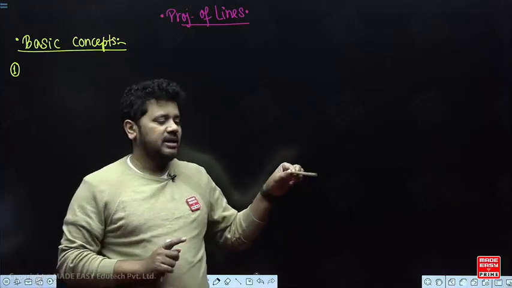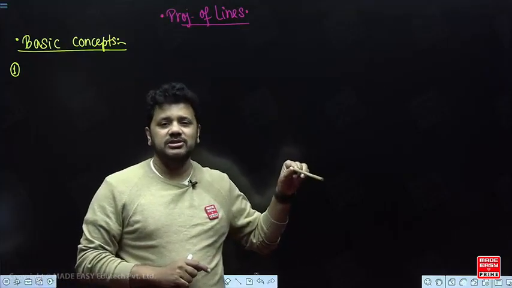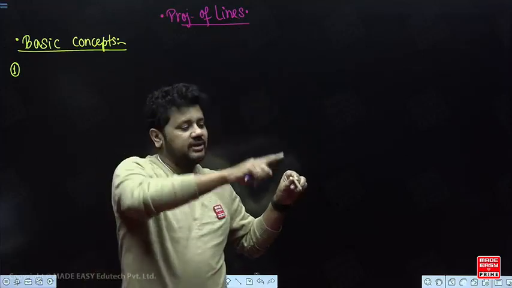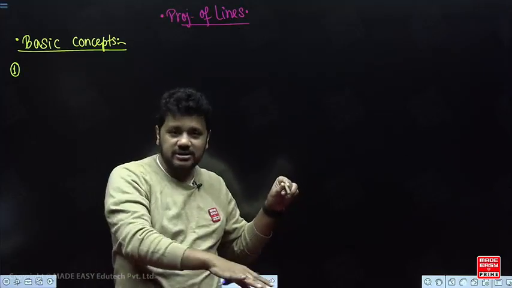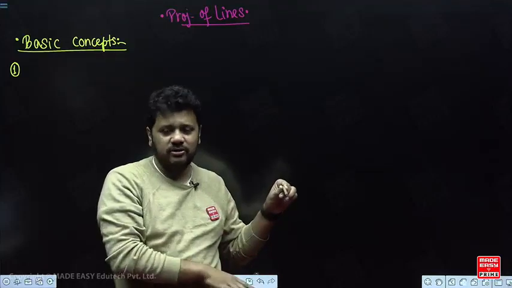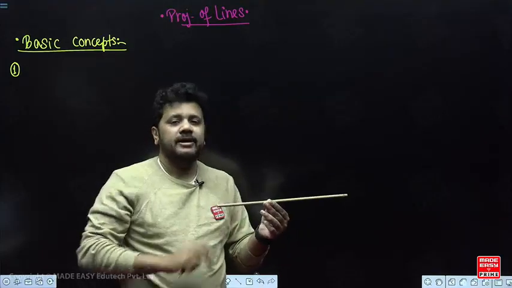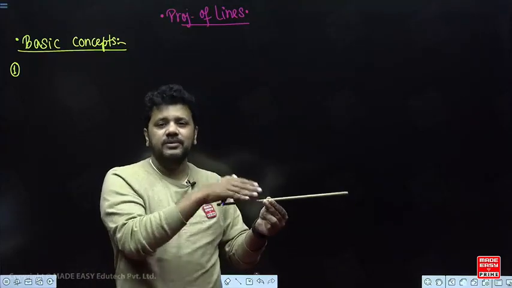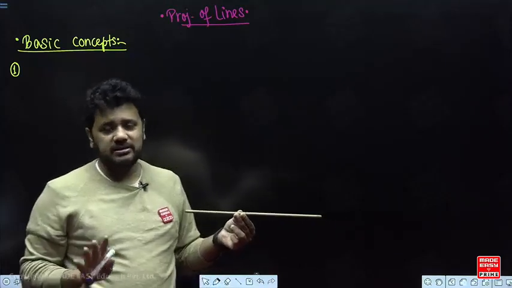Now similarly, if I keep the line like this, and I ask you where you will see the true length of the line, you will say that the true length of the line will be seen in the horizontal plane or the top view, isn't it? If I keep it like this, you will see that the true length of this line will be seen either in the vertical plane or in the horizontal plane, isn't it?